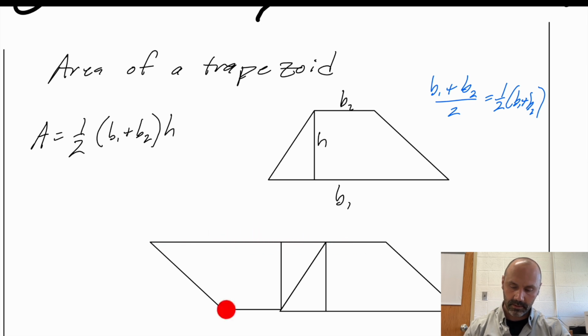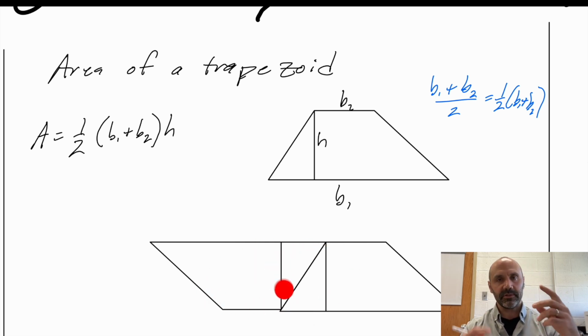This side and this side. So here's the base, here's the height. The area of this whole thing would be base times height. But the thing is, this is two of the trapezoids. And so we're going to take half of that.